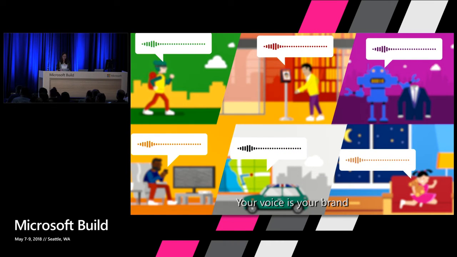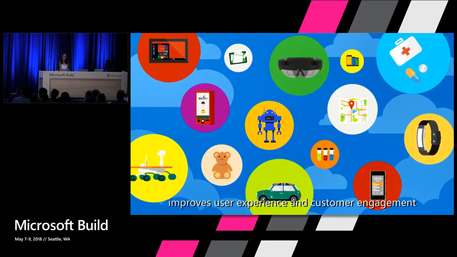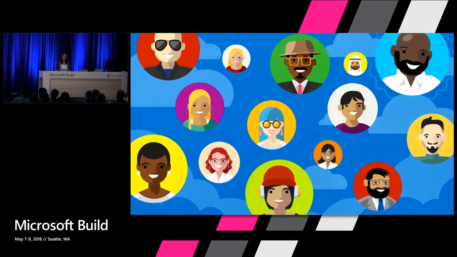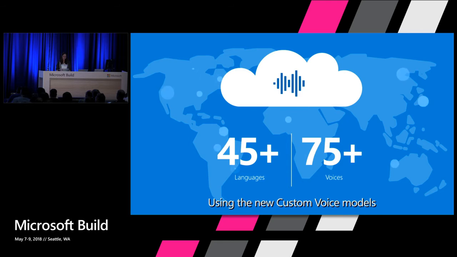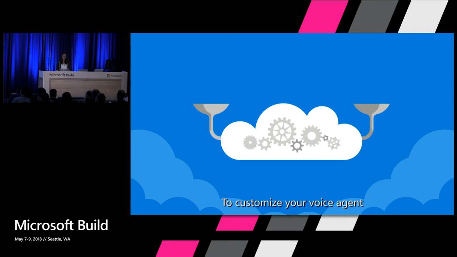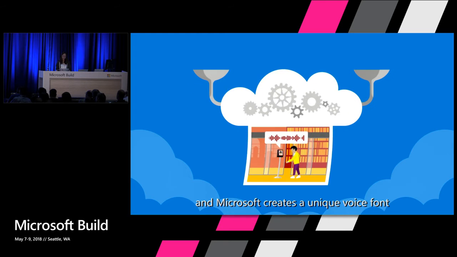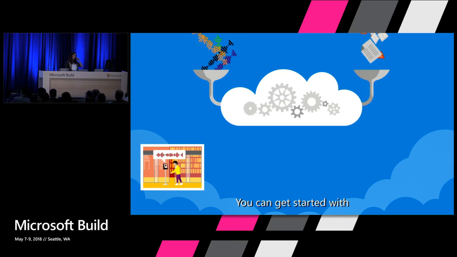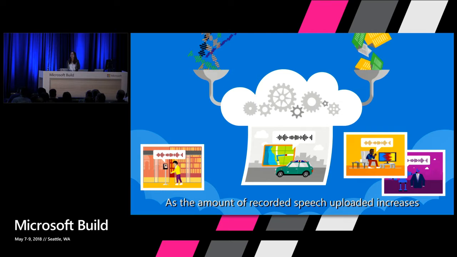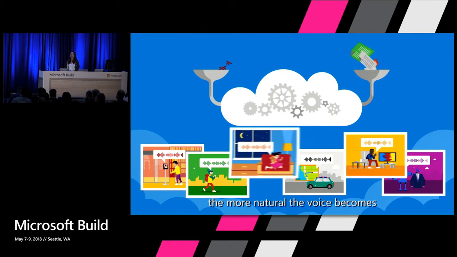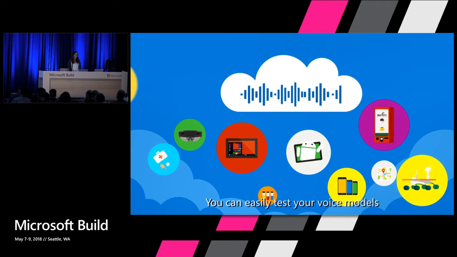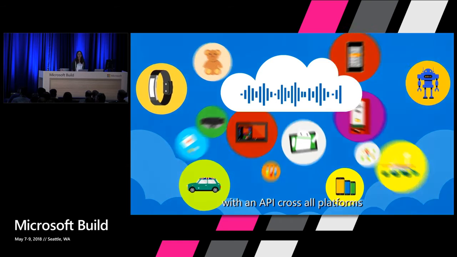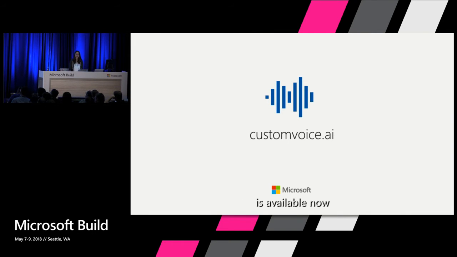In the era of AI, your voice is your brand. A natural and unique voice improves user experience and customer engagement. Microsoft Text-to-Speech service enables your application to talk with over 75 voices in more than 45 locales. Using the new custom voice models, you can further create a one-of-a-kind, recognizable brand voice. To customize your voice agent, simply record and upload training data, and Microsoft creates a unique voice font tuned to your recording. You can get started with just a few hundred recorded sentences. As the amount of recorded speech uploaded increases, the more natural the voice becomes. Your customized voice models are fully integrated with Microsoft Speech Services on the cloud. You can easily test your voice models and integrate them into your solutions with an API across all platforms. Your one-of-a-kind voice experience is available now. Give it a try today.